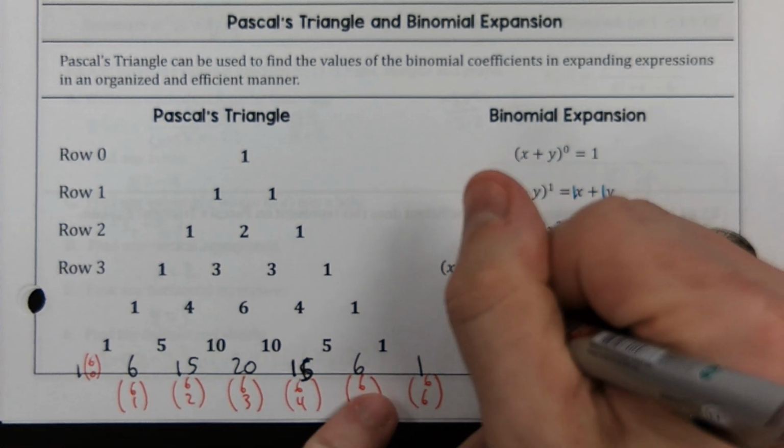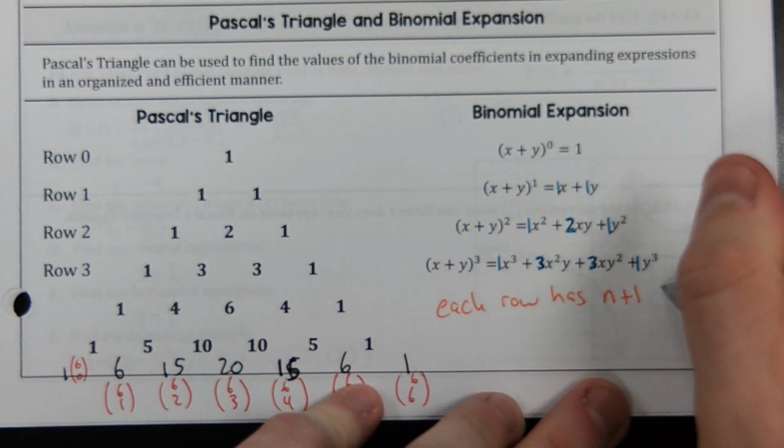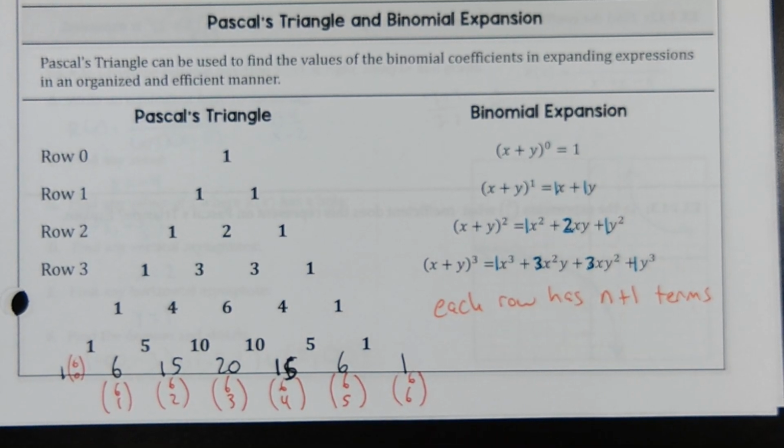So each row has n plus 1 terms in it. That's because every binomial expansion has the power plus 1 terms in it. What is x plus y to the 6th? I don't know, but I do know that it has 7 terms. Okay? And the number we're choosing being 1 less than the term number, because this is term 2, but I'm choosing 1. This is term 4, but I'm choosing 3. That idea is going to come into play on the back.